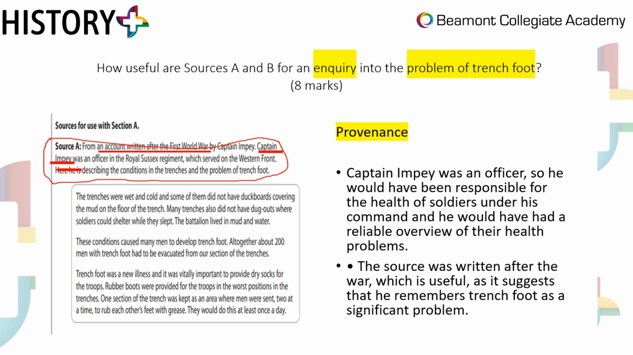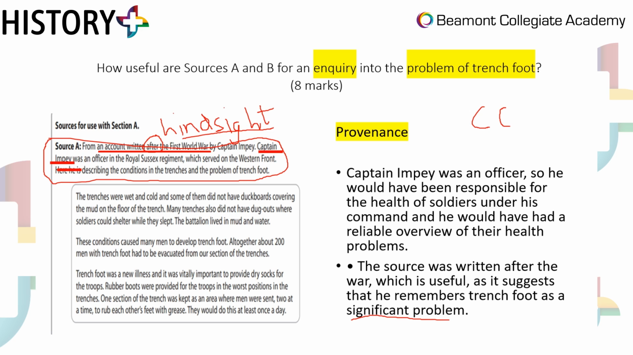He's written after the war, it says there, after the First World War, so he's also got the benefit of hindsight, which is the ability to look back on events with a clearer mind. Sorry about my writing, but the benefit of hindsight. But it also suggests that the problem of trench foot is clear in his memory, so therefore it shows that it was a significant problem. All right, so there's your three-step method.